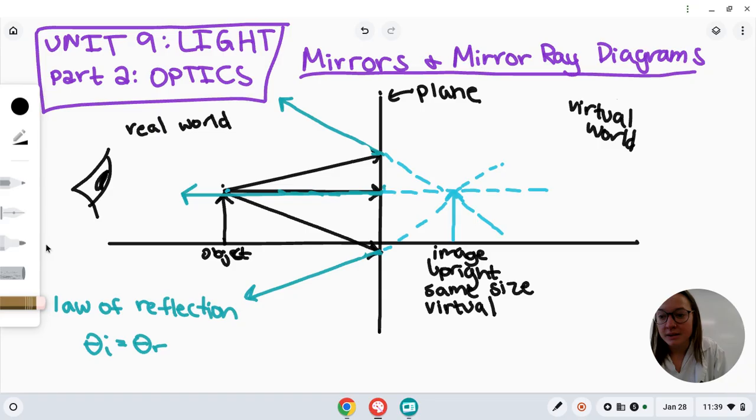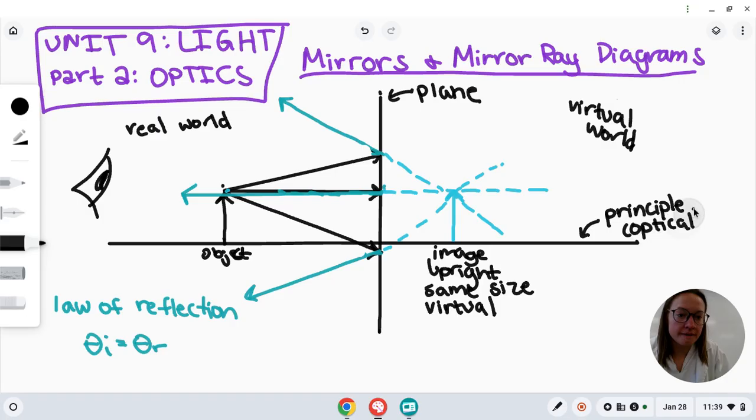Another thing that you need to know, another vocab term here, is that we call this line right here, which is just a straight line at the base of the object, we call this line the principal, or sometimes we call it the optical axis. Now, the principal axis or the optical axis isn't crazy important for plane mirrors, but it gets really important when we get to other types of mirrors like convex and concave mirrors, like we'll see right now.